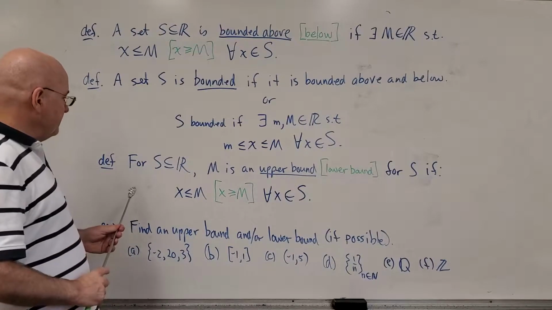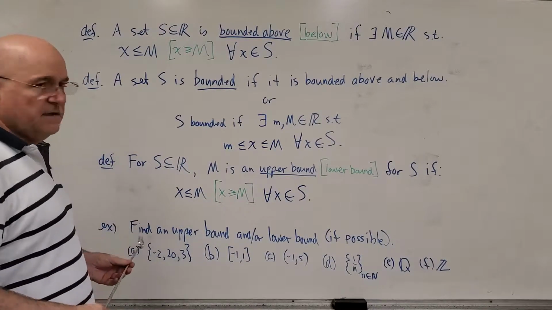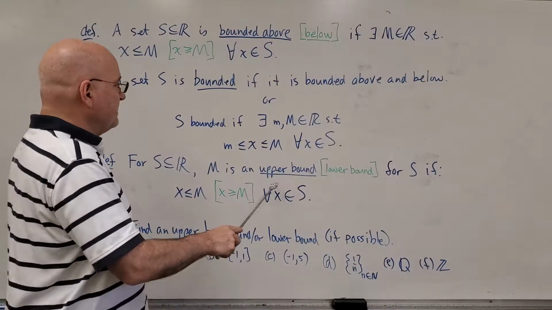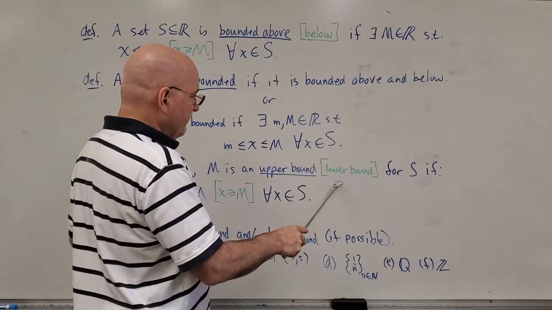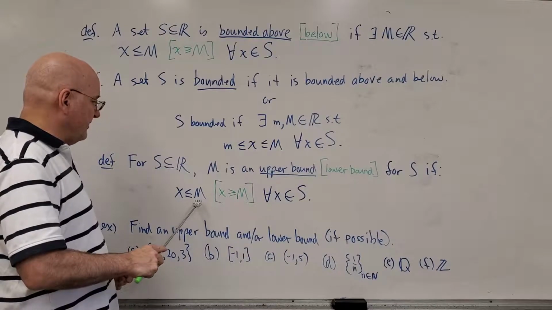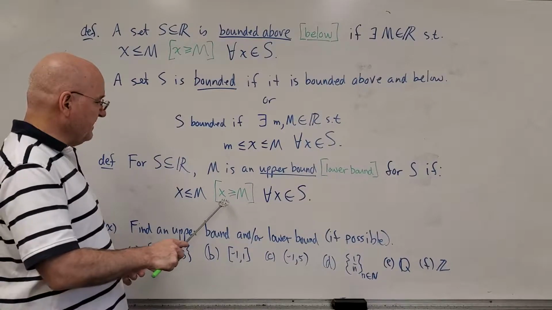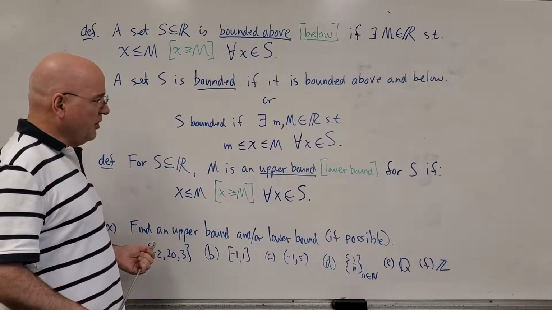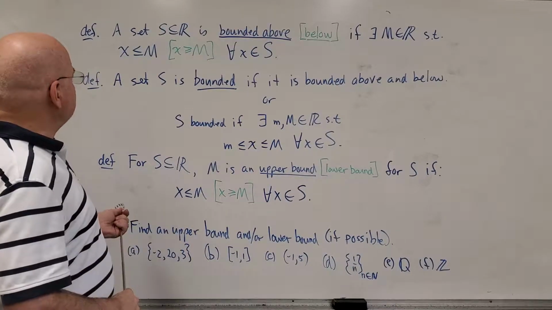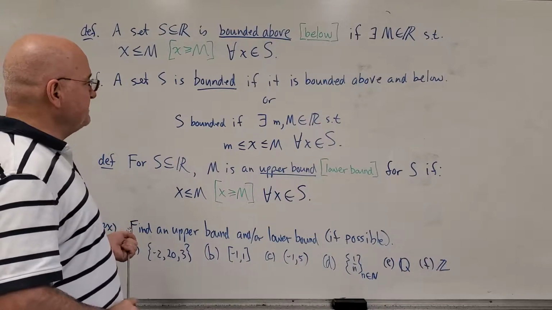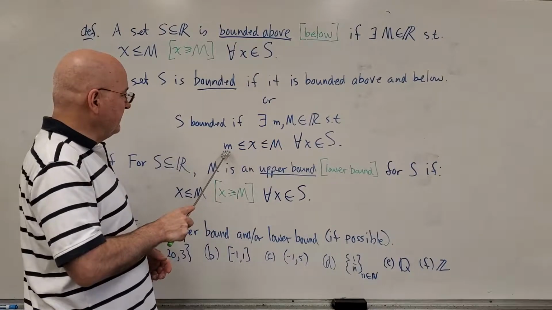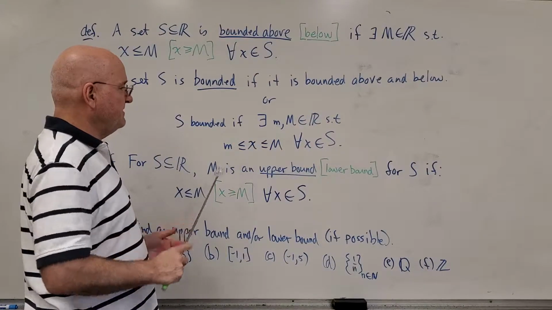And the next definition says for a set S, subset of the real numbers, capital M is an upper bound, or m is a lower bound, for the set S if x is less than or equal to M, correspondingly x greater than or equal to m, for all x in the set S. So for example, in the previous definition of bounded, capital M would be an upper bound. Little m would be a lower bound of the set.